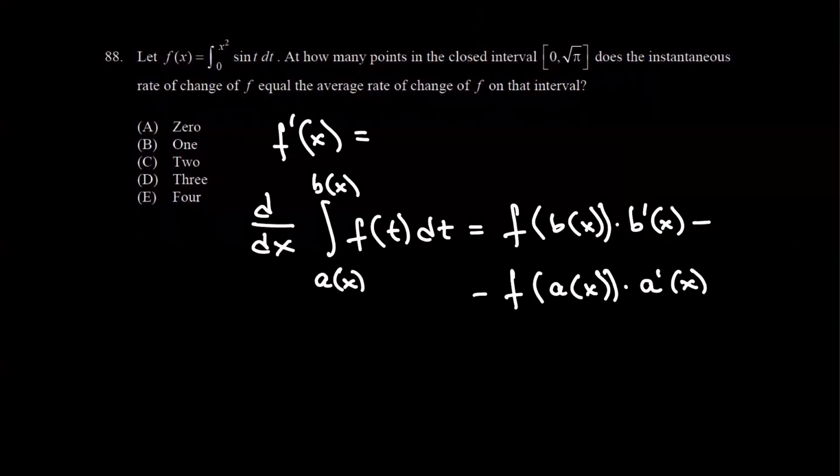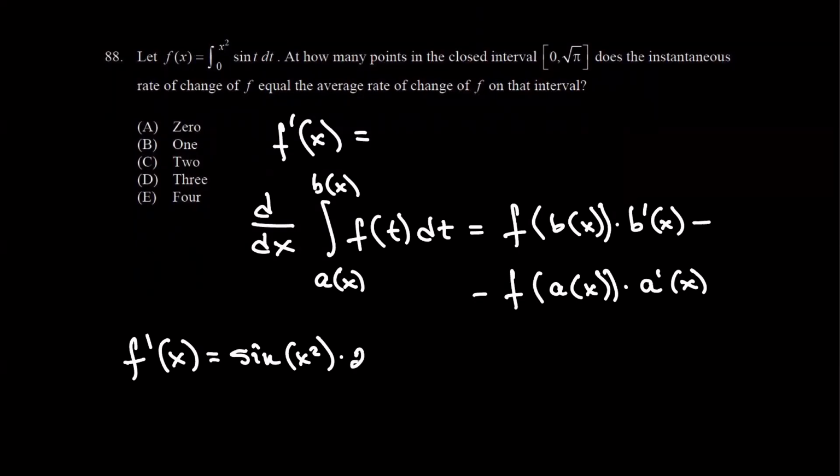And so in our case, the derivative f prime of x is equal to sine of x squared, where we plug in the upper bound of this integral, times the derivative of x squared, which is 2x, minus sine of 0 times the derivative of 0, which is 0. So this is really 2x sine of x squared. So we found the instantaneous rate of change.